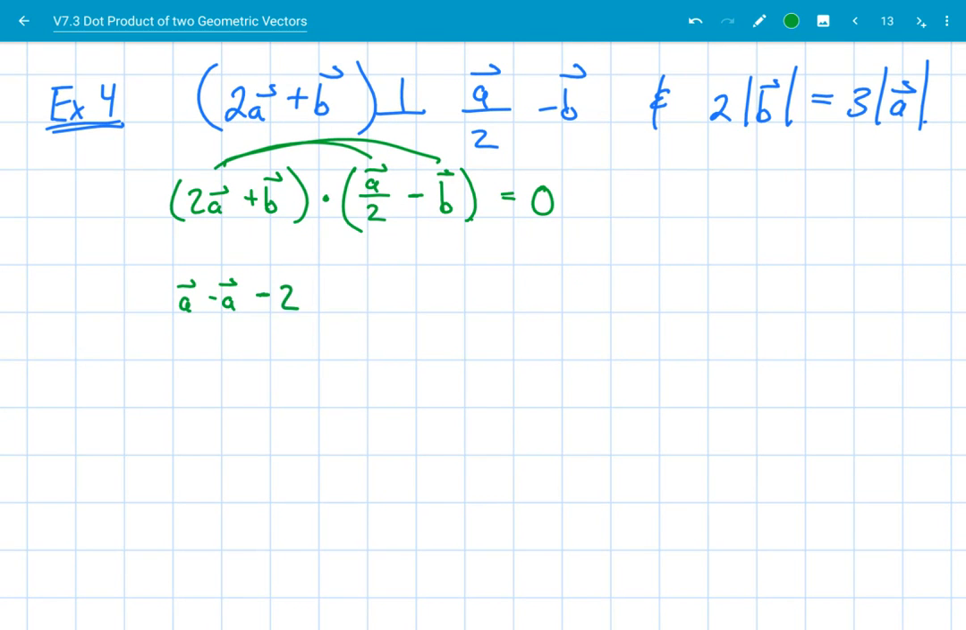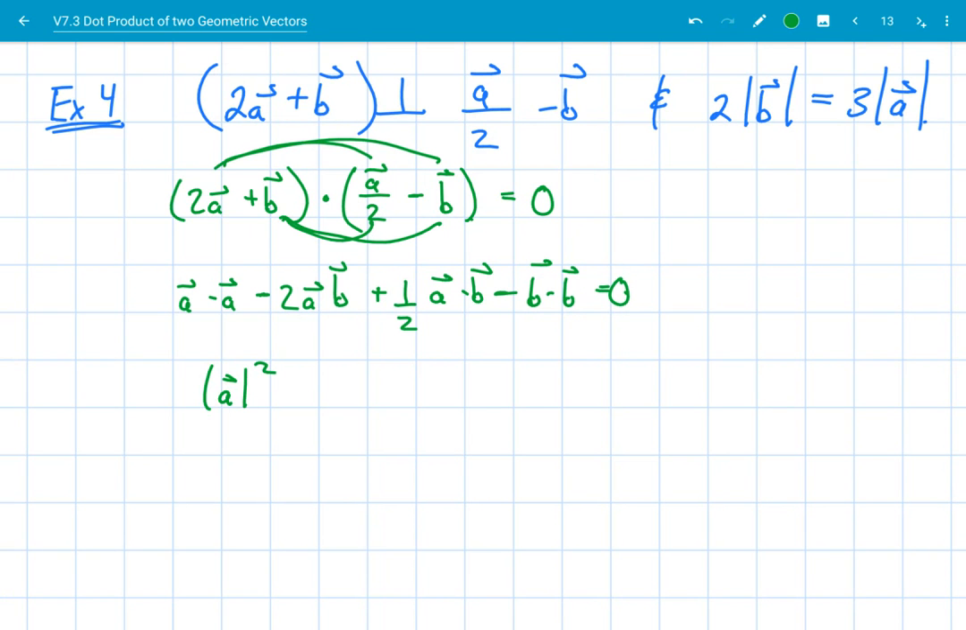Minus 2a dot b, plus 1/2 a dot b, minus b dot b. So a dot a is magnitude of a squared. b dot b is magnitude of b squared. Then we have -2 plus 1/2, which is -3/2, but we're going to bring it over. So positive 3/2 a dot b.